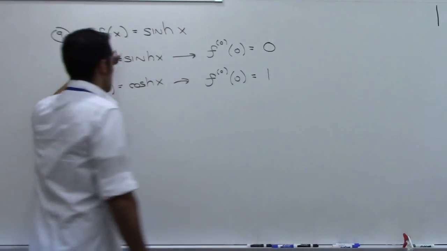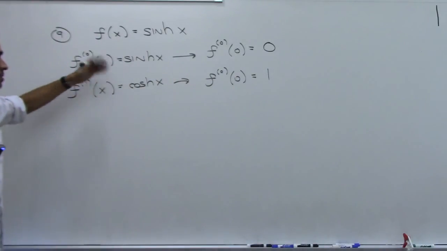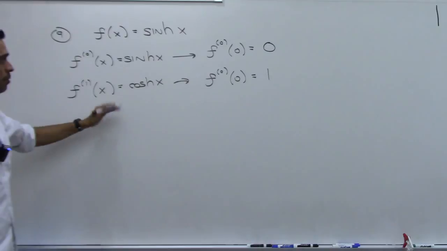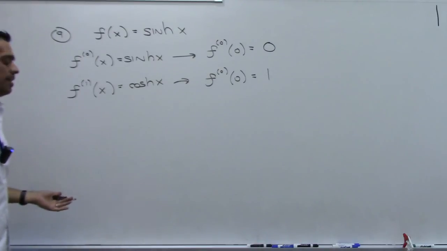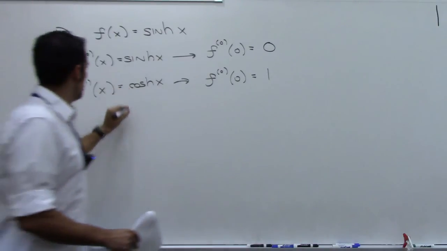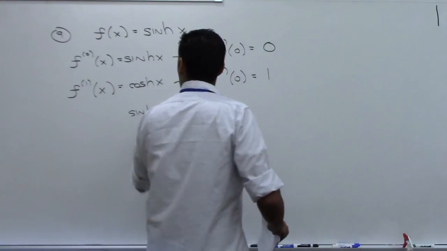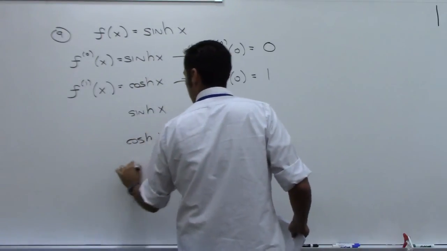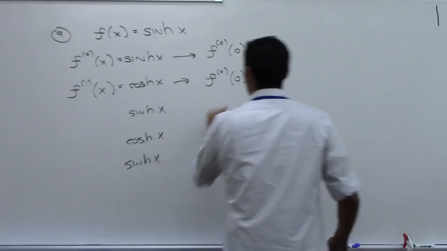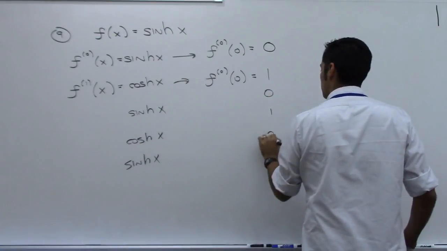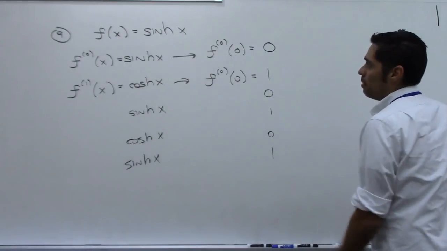And the thing about sine hyperbolic and cosine hyperbolic is that the derivatives just keep on flipping back and forth from one another. They don't ever change signs. So the next derivative will be sine hyperbolic x, the next derivative cosine hyperbolic x, the next derivative sine hyperbolic x. And so what happens over here is you just get 0, 1, 0, 1, and you keep on going.